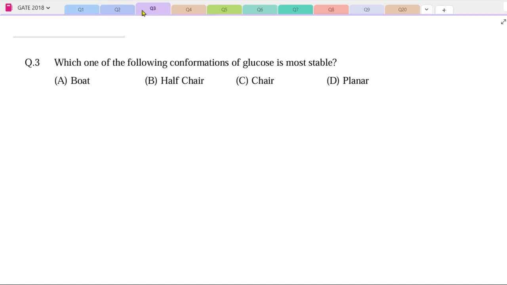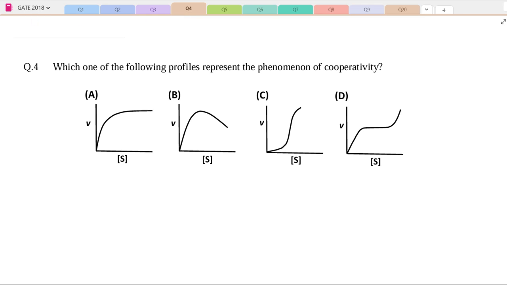Moving on to the next question. Which of the following conformations of glucose is the most stable? Here it's again a very simple question to answer. The answer is chair conformation, wherein the glucose is highly stable with a more negative delta G value. Yes. Moving on to the next question.